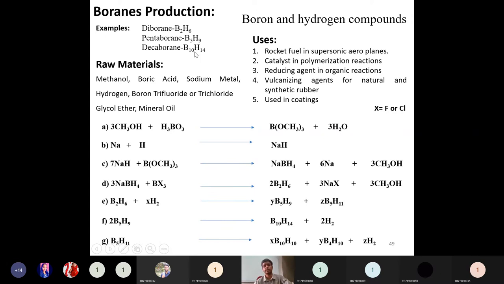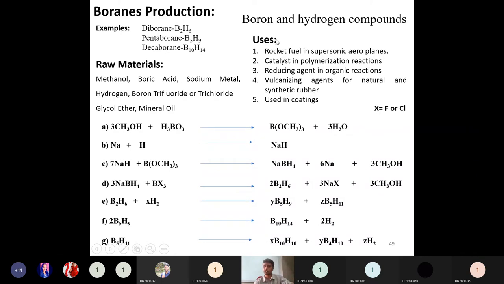Why these boranes? What are the uses of these boranes? They are used as rocket fuel. In supersonic aeroplanes also, we can use them as rocket fuel, because they are high energy chemicals. Next, boranes can be used as a catalyst in various polymerization reactions, and as a reducing agent in various organic reactions. They can be used as a vulcanizing agent in natural rubber as well as synthetic rubber manufacturing. And in many coatings, borane is used as an ingredient. These are the various uses.